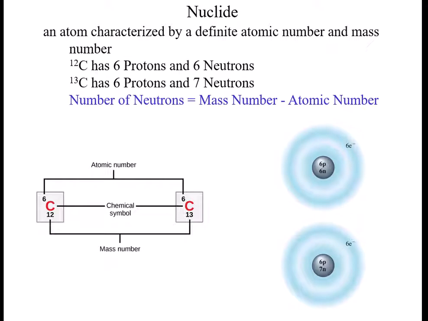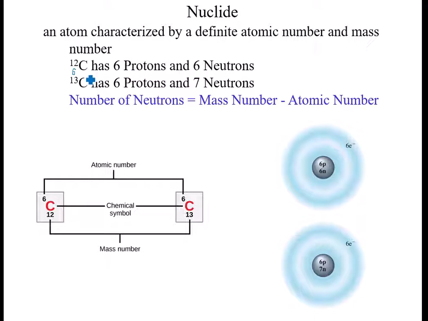A nuclide has a definite atomic number, so it has a definite number of protons, and a definite mass number, so it has a definite number of neutrons. Carbon has two different nuclides. It has carbon 12, okay? This is the atomic symbol, and this is the mass number. Sometimes you'll see a 6 written here, but that's kind of repetitive because all carbons have 6 protons, so we don't really need it, but sometimes you will see it that way, okay? Carbon tells me it has 6.